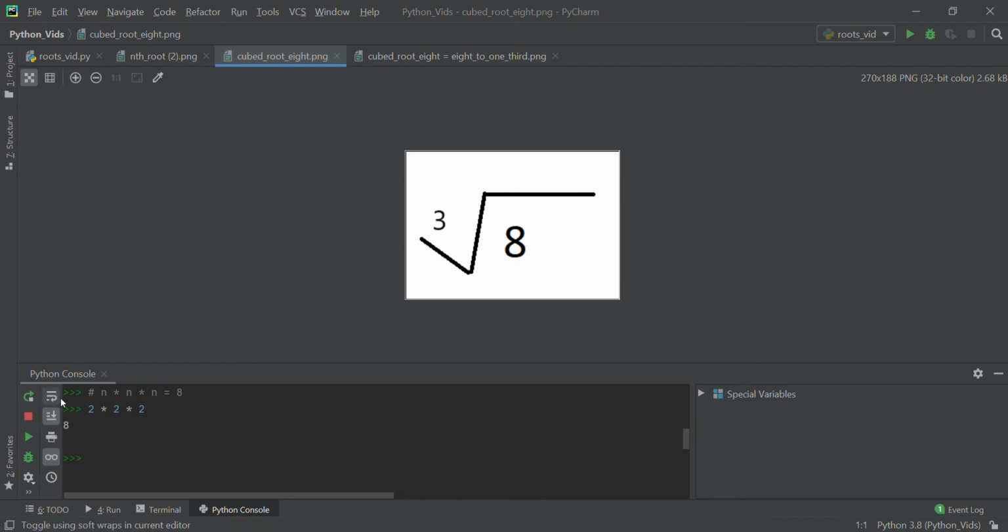2 times 2 is 4. 4 times 2 is 8. So 2 cubed is 8. The cube root of 8 is 2. Okay, and that's kind of what roots are.